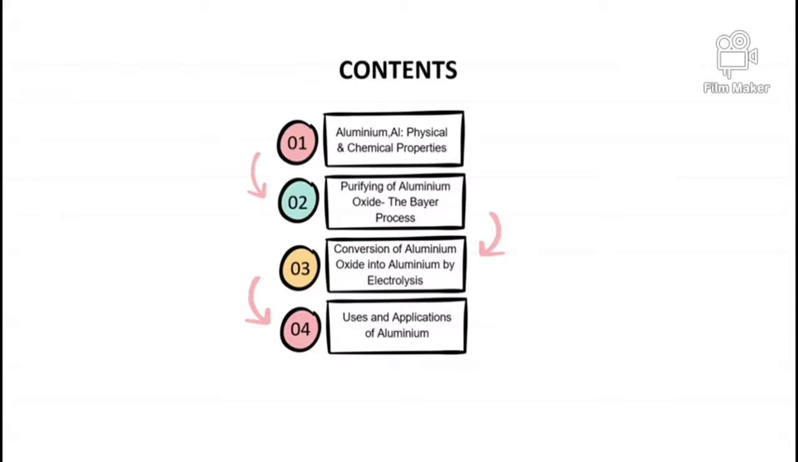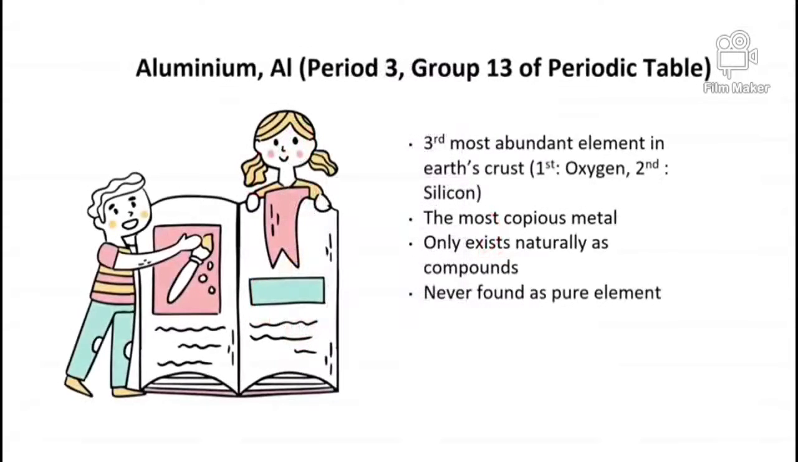In this video, we will cover four contents about aluminium oxide. Firstly, the general meaning of aluminium, its physical properties and chemical properties. Next, purifying of aluminium oxide, the Bayer process, the conversion of aluminium oxide into aluminium by electrolysis, and the uses and applications of aluminium. So, aluminium.